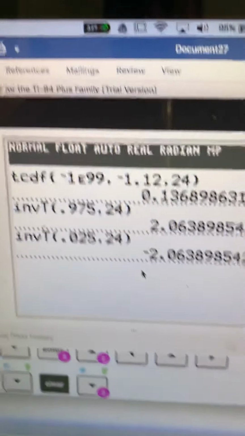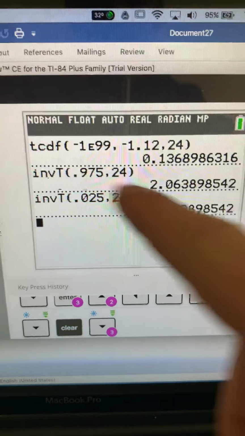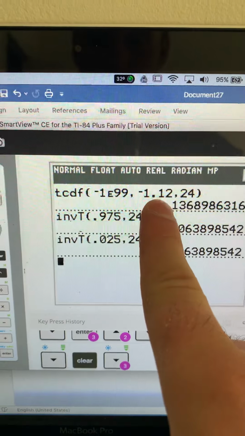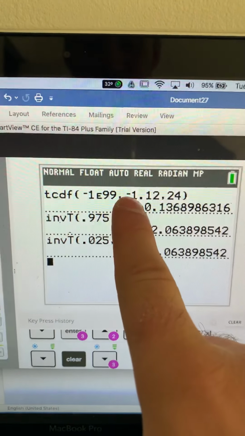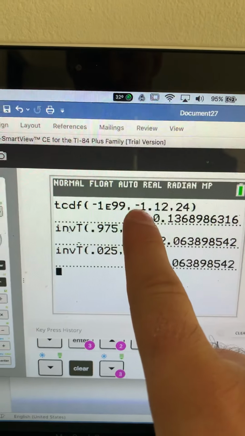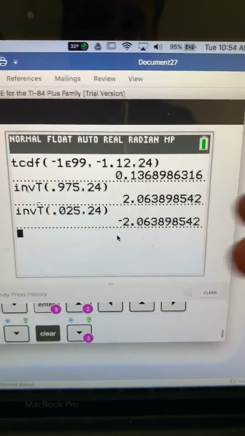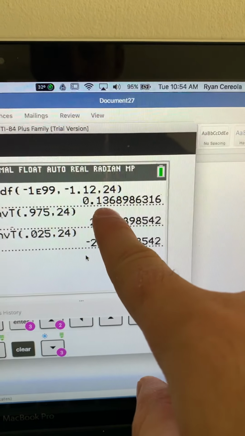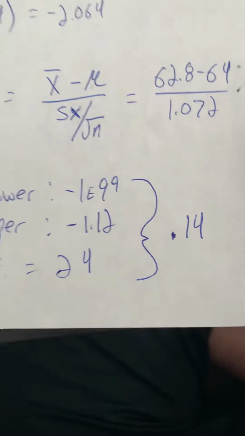And here I have on my computer version of my TI 84, right? I have TCDF, negative 1e99, negative 1.12. Make sure on your computer you don't accidentally put a minus sign in here or it won't work. It has to be a negative sign. And 24 degrees of freedom. Here are my inverse t calculations from before, right? And I see that my p-value is 0.1368. So I rounded that to 0.14, okay?